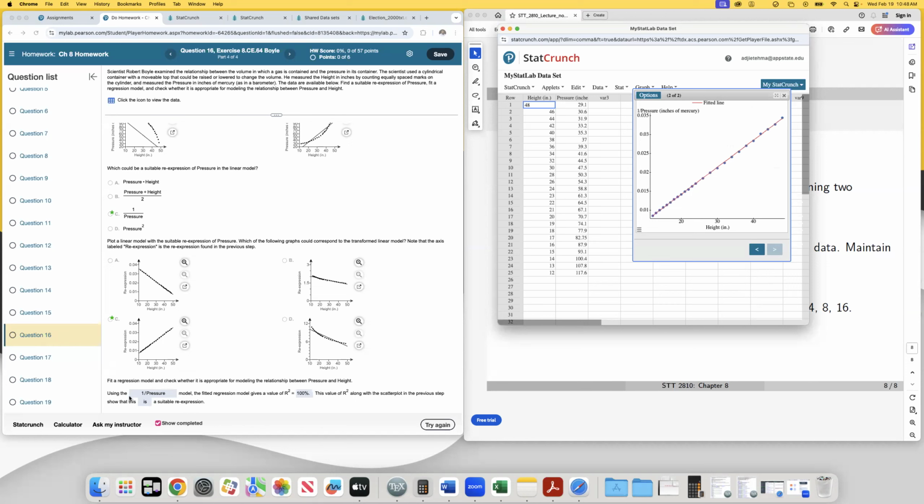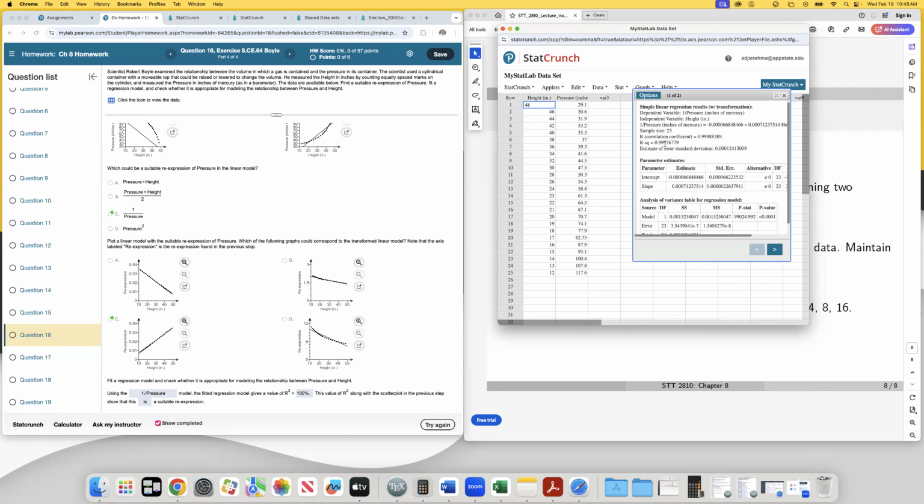Now the question wants you to do, we did this, and then let's look at the R squared. This is very perfect. The R squared is 0.9999, which is almost 100%. So it's a suitable re-expression. That is how to answer that.